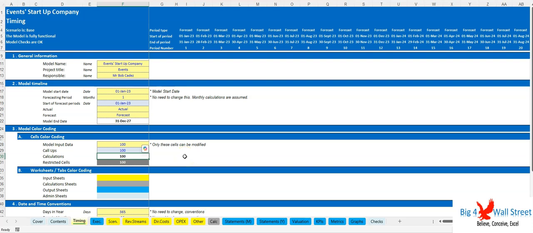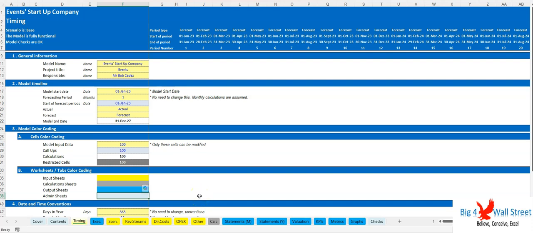There is also color coding for the various tabs of the model. Yellow tabs are mostly assumptions tabs. Gray tabs are calculations tabs. Blue tabs are outputs tabs, that is effectively results or graphs. And finally, light blue tabs are admin tabs, for example, the cover page, contents, and checks.